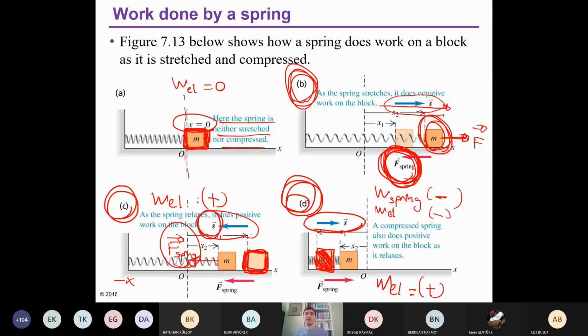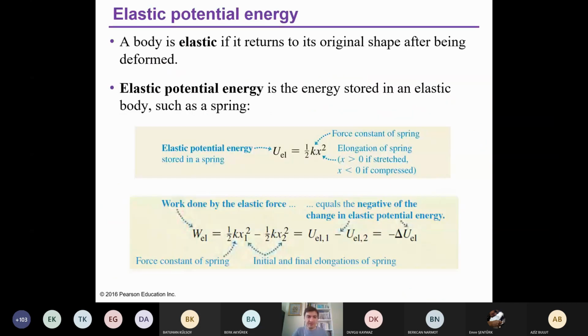Okay, so you must be very careful with the sign of the work done by the spring on the box. Depending on the stretched or compressed condition, and depending on the direction of the force and the direction of the displacement, the work done by the spring changes. It can be negative, it can be positive, or it can be zero, as we have shown here. Any question here?